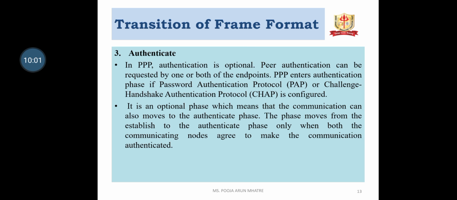Authenticate. In point-to-point protocol, authentication is optional. Peer authentication can be requested by one or both of the endpoints. So PPP enters the authentication phase if the password authentication protocol or the challenge handshake authentication protocol is configured. It is an optional phase, which means that communication can also skip the authentication phase. The phase moves from established to authenticate only when both communicating nodes agree to make the communication authenticated.